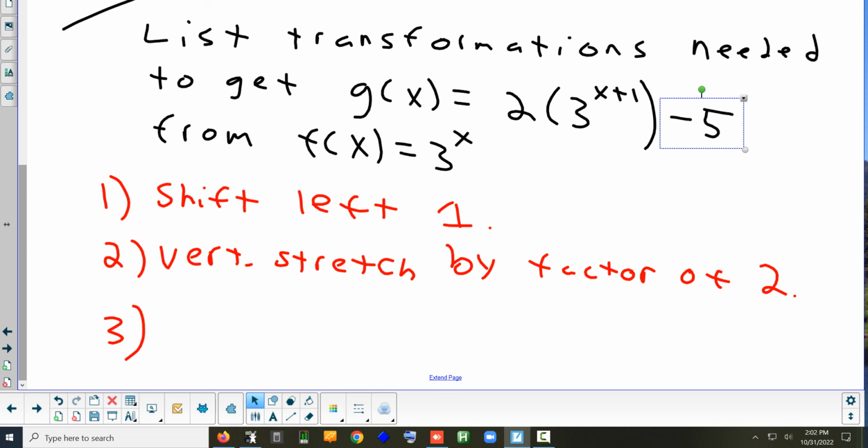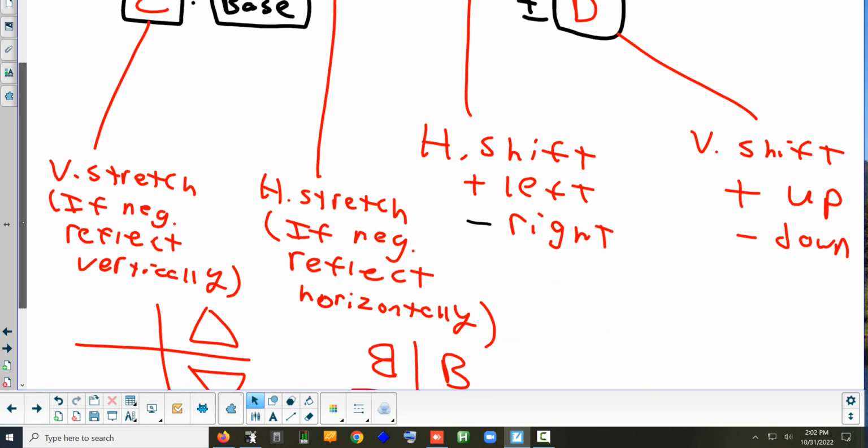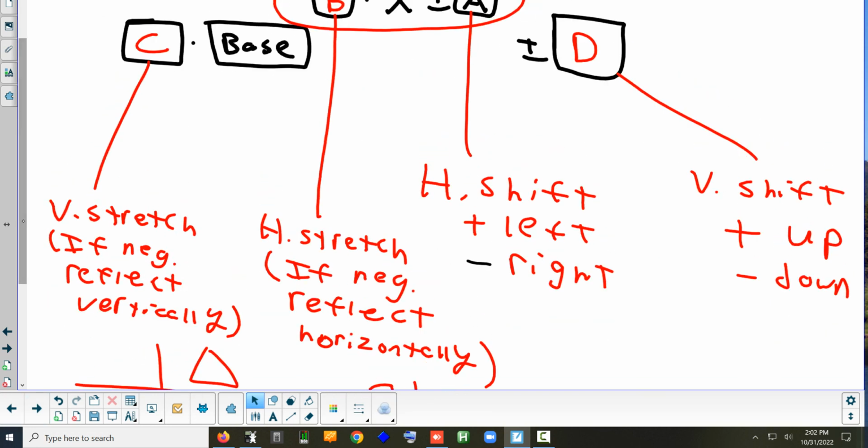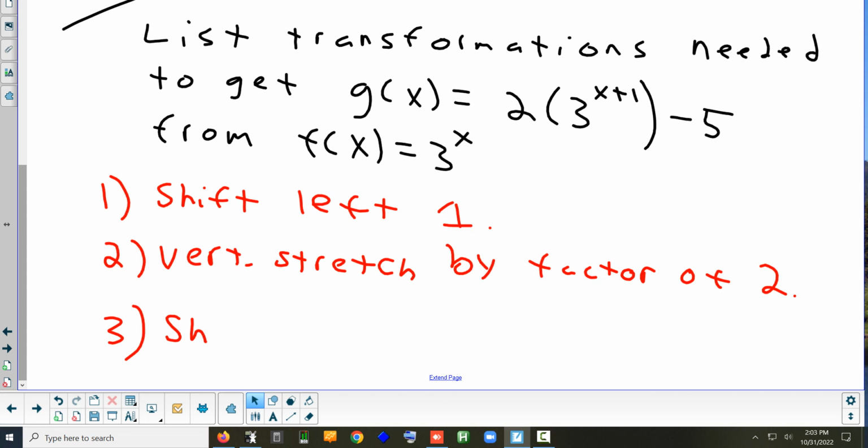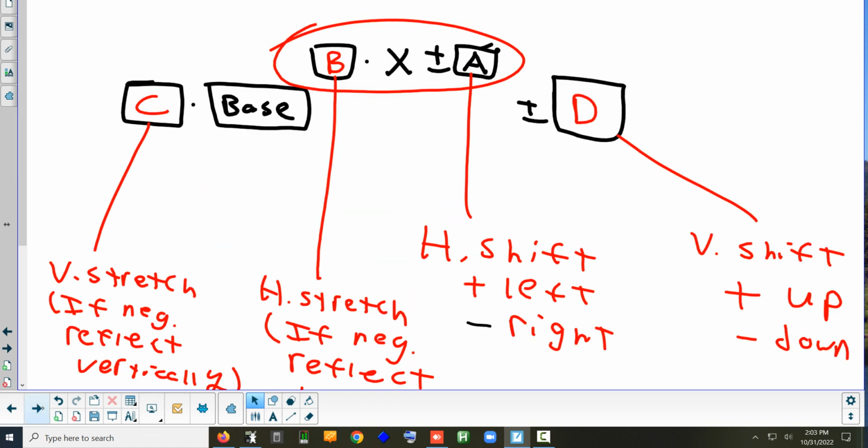Jackson, what's a minus 5 on the end going to do? Let's take a look. So what letter represents the minus 5? D. The D. And what's minus do? Down. So that's going to shift it down 5. Okay. Any questions on those transformations based on that chart?